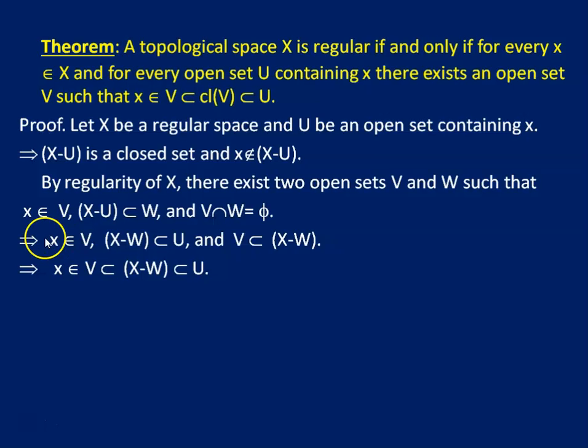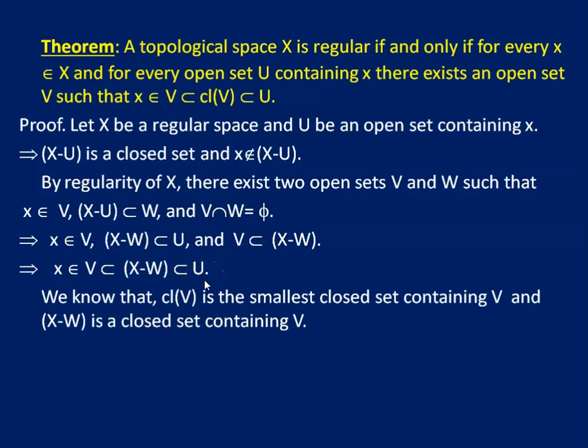So from this, we have x belongs to V and V is a subset of X minus W. So V is a subset of X minus W, and this X minus W is a subset of U. We know that closure of any set is the smallest closed set containing that set. So if we take closure of V, then the closure of V is the smallest closed set containing V.